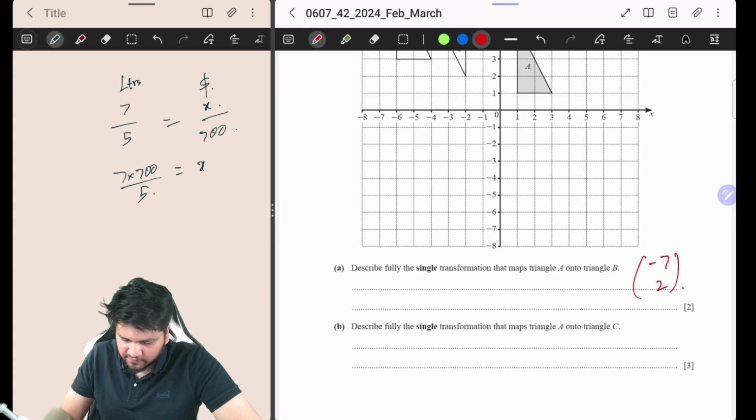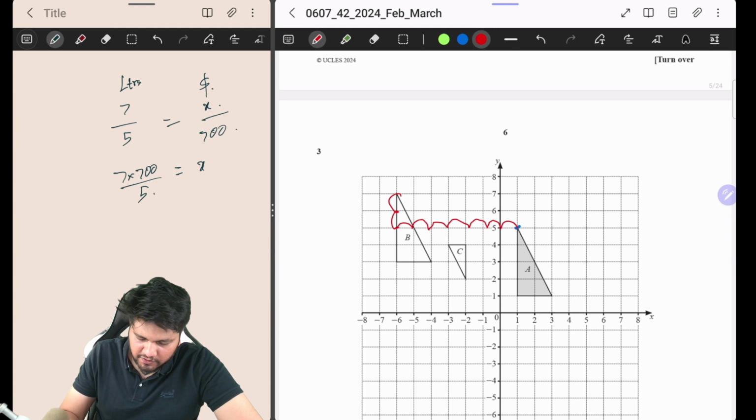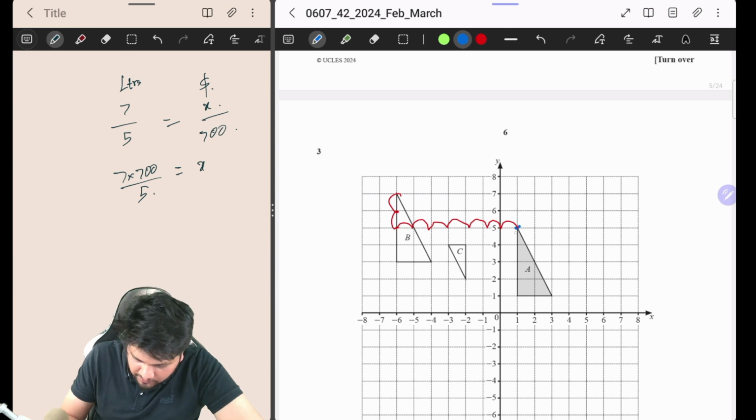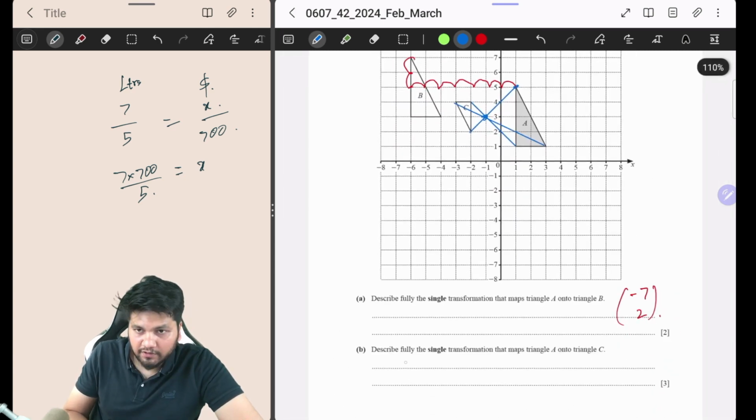Describe fully the single transformation that maps triangle A onto triangle C. For this, obviously I can see it's a reduction, right? So I'll just see from where it is. I'll point out from this point to this point and draw it, from this point to this point I'll draw it again, and then from this point to this point I'll draw it here. As you can see, the point of intersection is this. So it's a reduction, or maybe you can put enlargement, whatever is required.